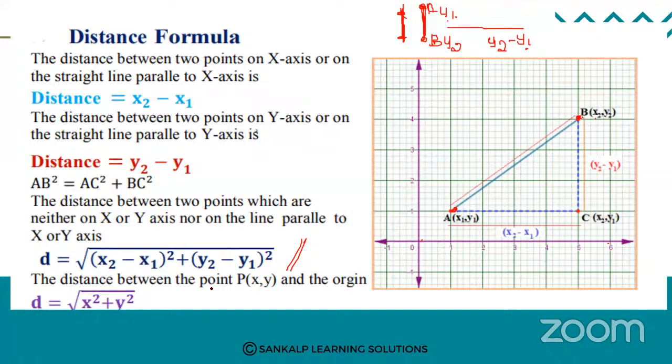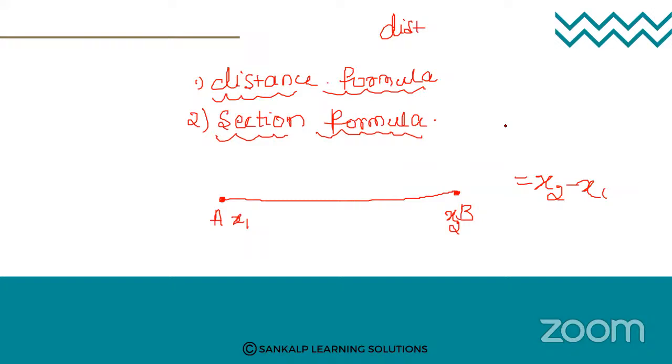If the distance is between the point P(x, y) and the origin, see, this is the origin. What do you call the origin? This is the x-axis, right? This is origin O, this is x dash, this is y, this is y dash, right? When the x-axis and y-axis intersect at a particular point, that point we call the origin. This origin can be denoted by the letter O, right?